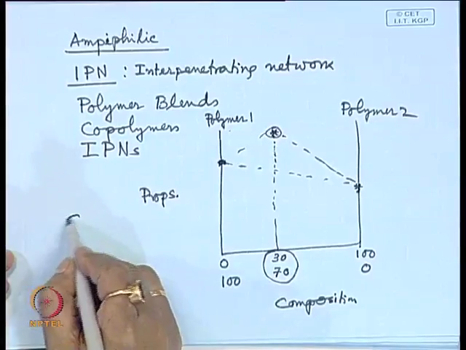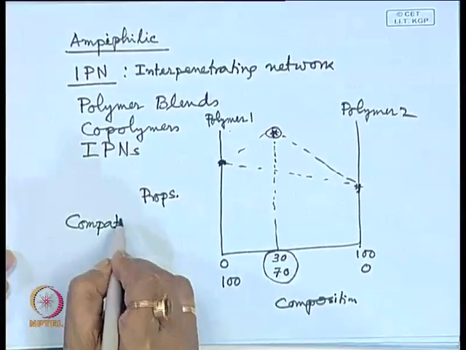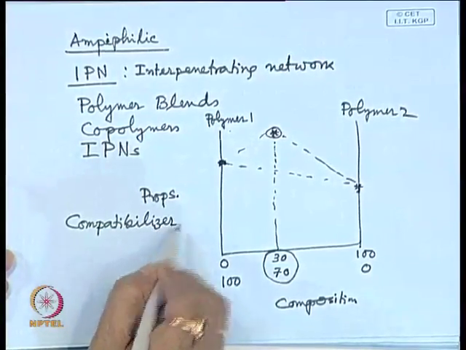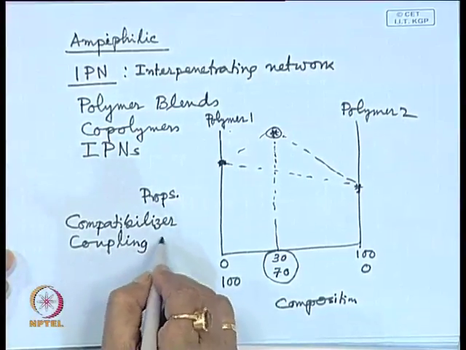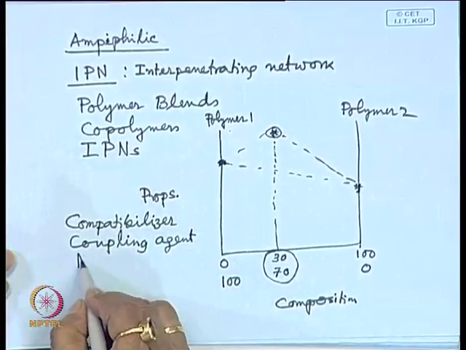Okay. Now, people also tried to get stability in the properties of blends. For that, what did they do? They used some compatibilizer or coupling agent, or mediator.